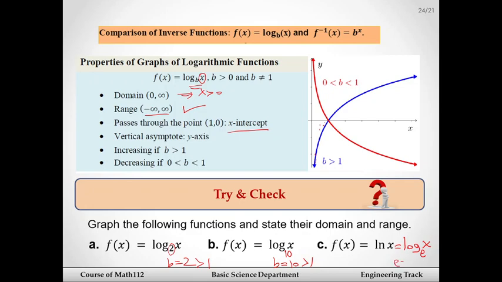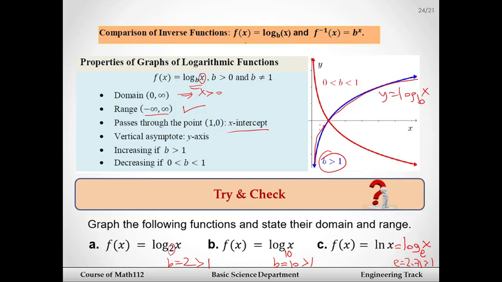And e is something like 2.71, which is bigger than 1. So we have a graph like the blue graph. So b is bigger than 1. This is the graph of log base b of x.